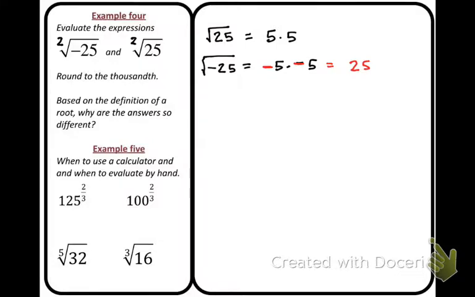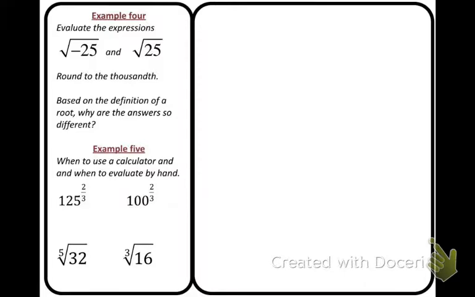Okay, example 5. When to use a calculator and when to evaluate by hand. I'm just going to start writing these out. Let's look at the first one. We have 125 raised to the 2/3 power. If we're going to rewrite this, remember we have our power and we have our root. Our root is 3, so it's the cube root of 125 raised to the 2nd power.